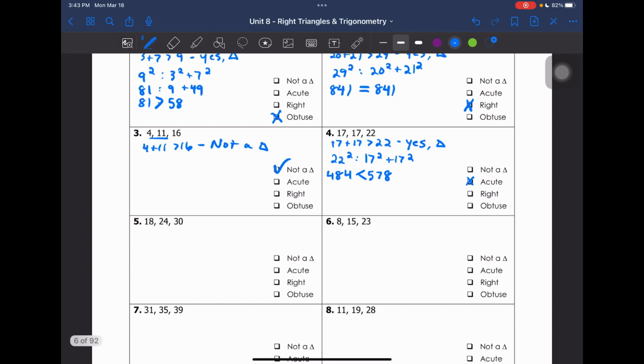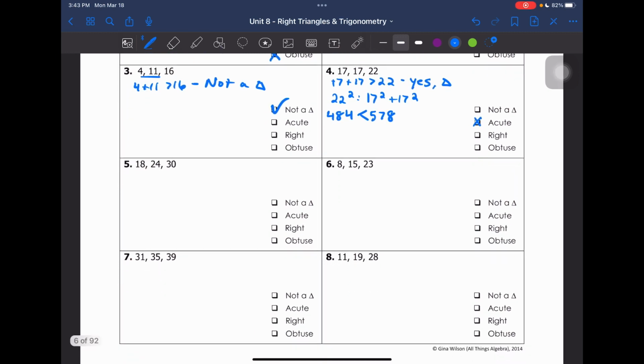Okay, let's look at number 5. So let's take our two smaller sides and see if we can make a triangle out of this. 18 plus 24, that's definitely going to be more than 30. So we can say, yes, that is a triangle. And then let's plug everything in. So 30 squared compared to 18 squared plus 24 squared. Well, I know that 30 squared is 900. And 18 squared plus 24 squared turns out to be 900 as well. So since these are equal, this is a right triangle that we're dealing with.